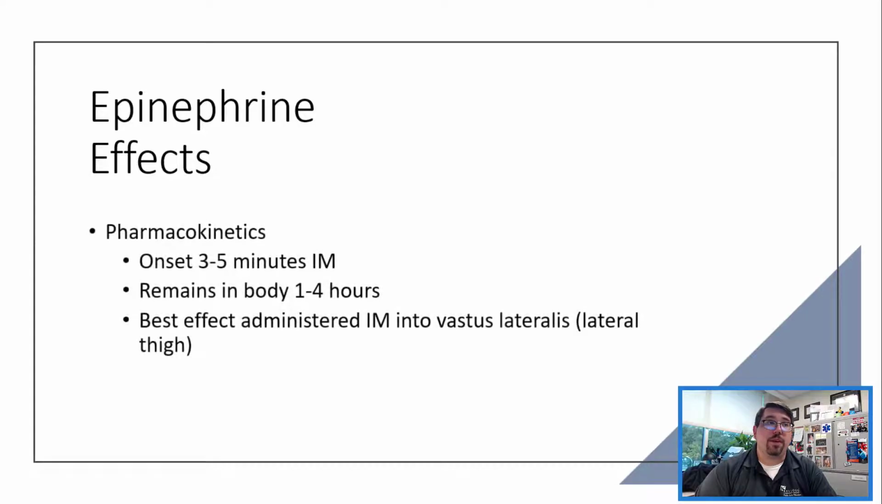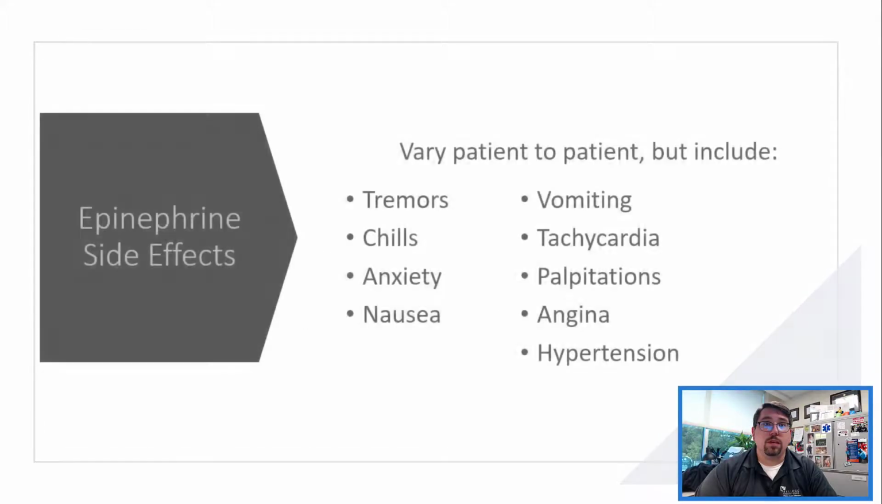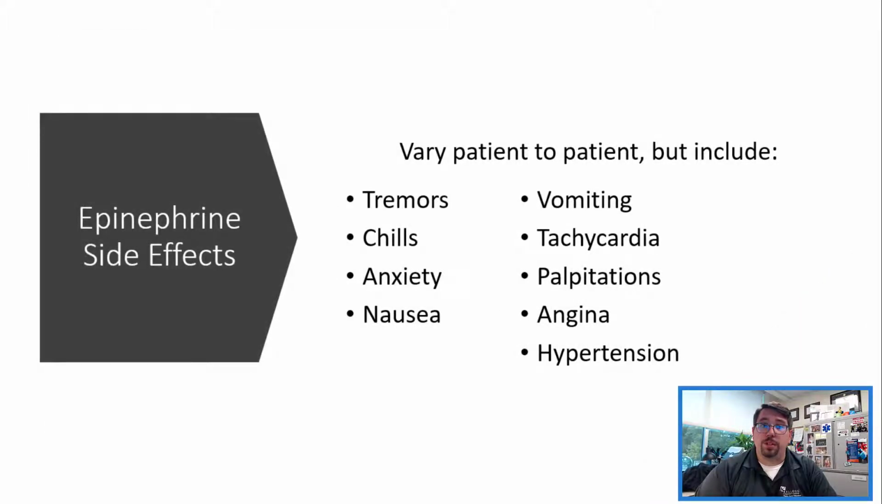Now the effects of epinephrine, when we look at the pharmacokinetics: our onset is approximately 3 to 5 minutes when administered intramuscular. It remains in the body for about 1 to 4 hours, and its best effects are achieved when administered intramuscular into the vastus lateralis or the lateral thigh. Now, there are some side effects that go along with the administration of epinephrine. This is going to vary from patient to patient, but oftentimes will include tremors, vomiting, chills, tachycardia, anxiety, palpitations, nausea, angina or chest pain, and hypertension.